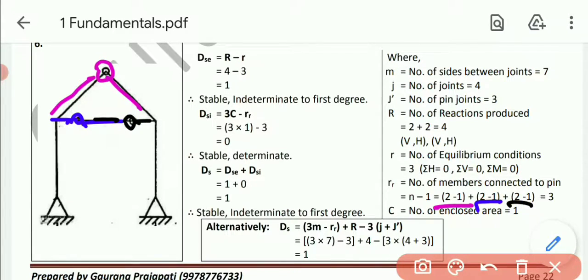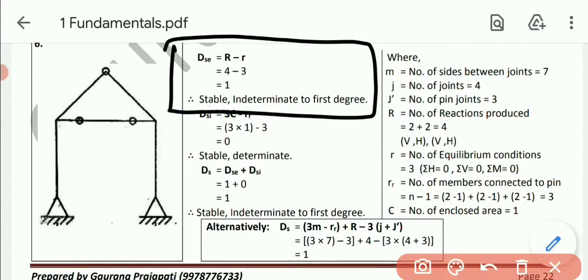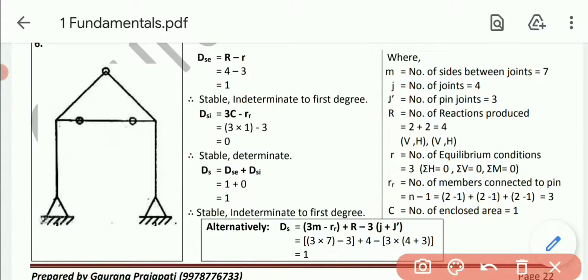So ultimately 1 plus 1 plus 1, so answer will be 3. Clear? Now let's solve the first one. DSC, capital R minus small r. Capital R is 4, small r is 3. 4 minus 3, answer comes 1. Stable and indeterminate to first degree.